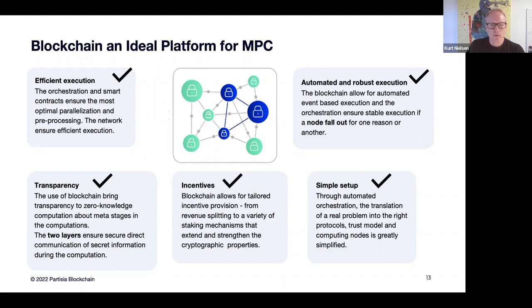So these are very important advantages of using a blockchain to run MPC, and this is why these two technologies are bound to meet and be merged into a unified infrastructure, which we're doing with this project.